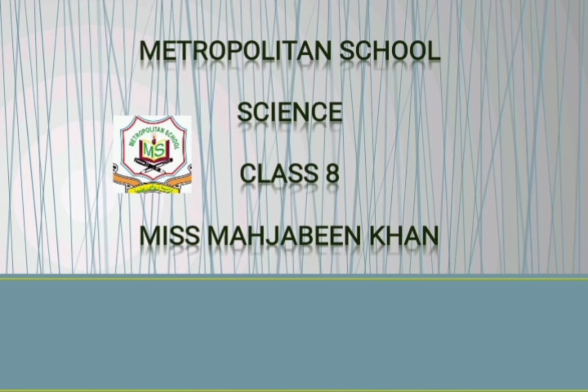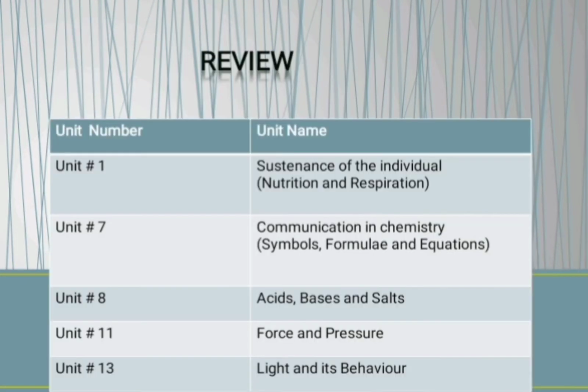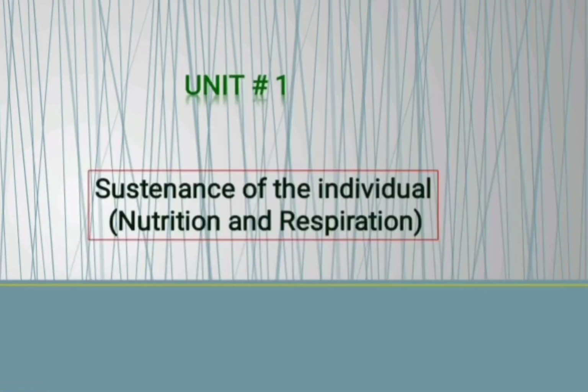So I have selected some chapters. Unit number 1, Sustenance of the Individual, Nutrition and Respiration. Unit number 7, Communication in Chemistry, Symbols, Formulae and Equations. Unit number 8, Acids, Bases and Salts. Unit number 11, Force and Pressure. And unit number 13, Light and its Behavior. Right? Before starting, let me tell you that all the videos are already uploaded, so you can rewatch them.